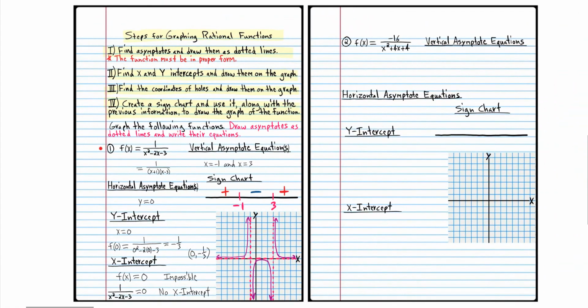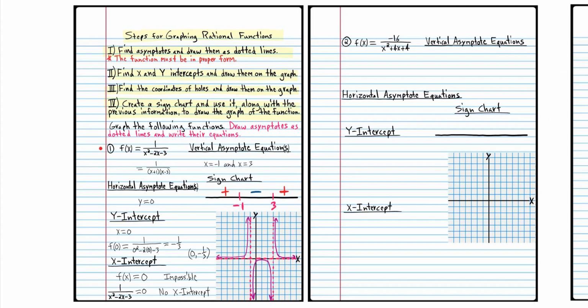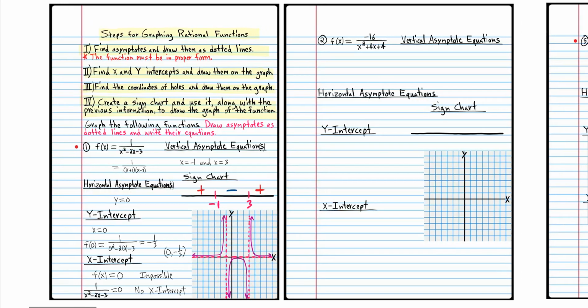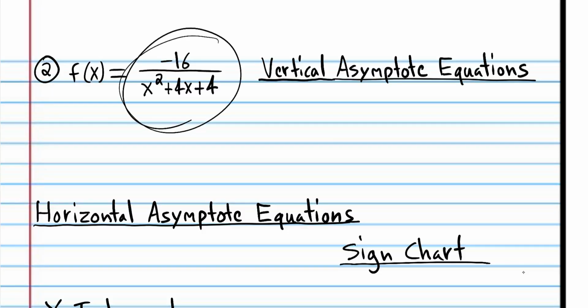That is the process for graphing a rational function. So let's try another one of these. First, we're going to draw the asymptotes.